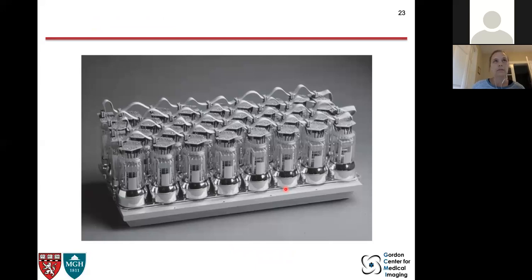So this is just a picture of what the classic Anger camera or gamma camera looks like. We have here the crystal, and here are the photomultiplier tubes. This is a pretty old system. We see that the photomultiplier tubes are quite bulky. Silicon photomultipliers have a much smaller form factor, and they can allow for more compact systems that are used nowadays or in development nowadays.